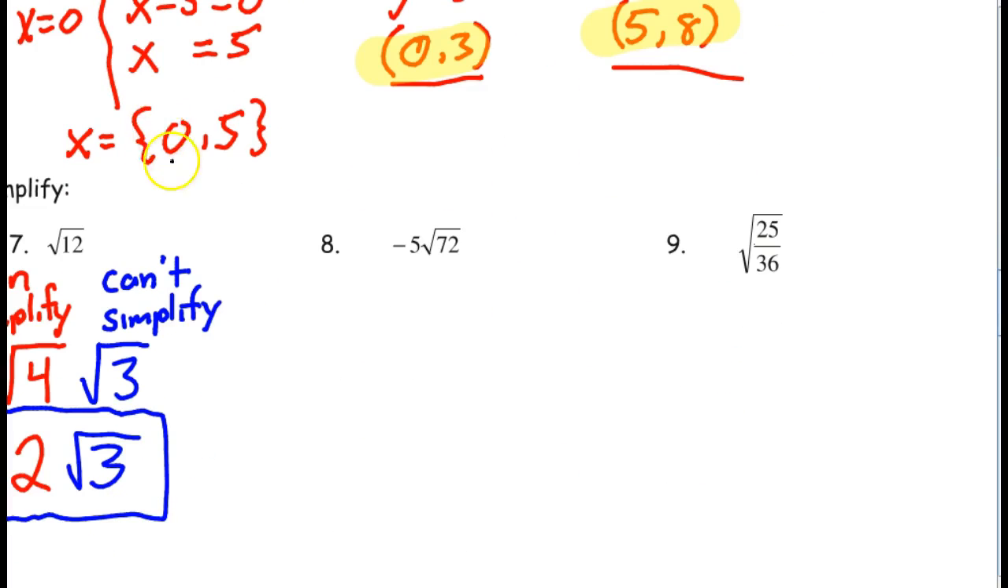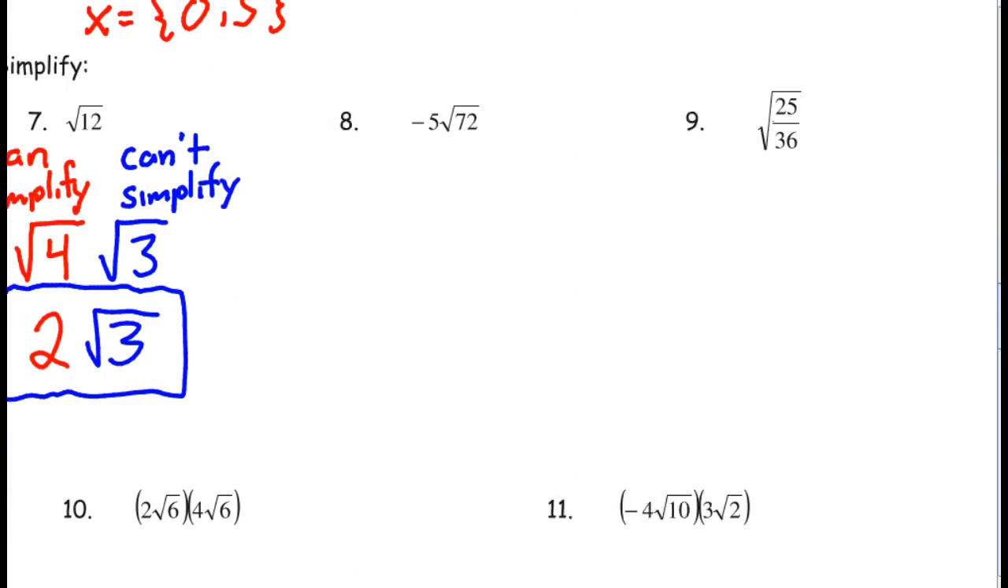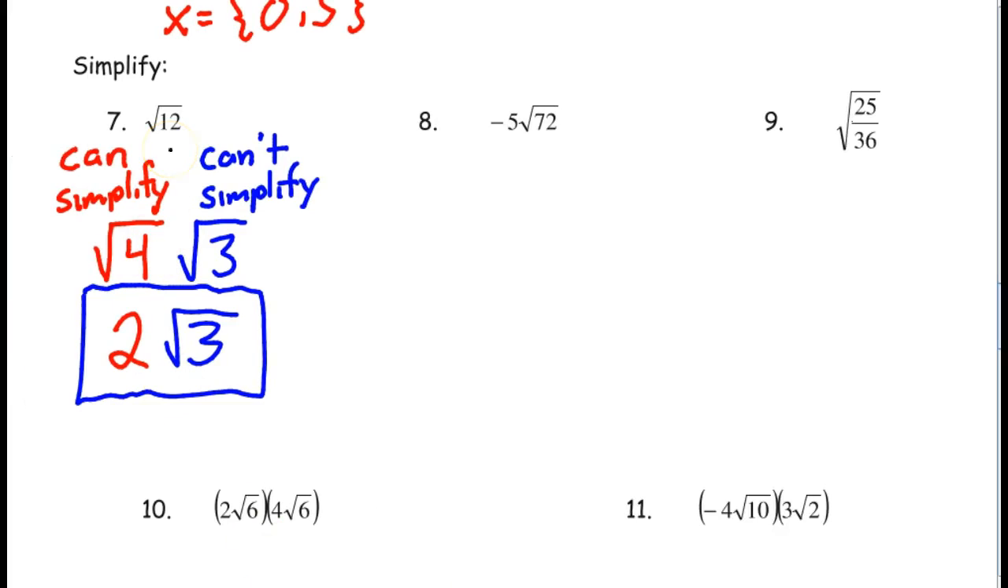Okay. Now let's go to radicals. I mentioned this in class. To simplify a radical, it's very similar to reducing a fraction, but instead of just dividing top and bottom by a number like a fraction, you have to divide whatever's on the inside by a perfect square.